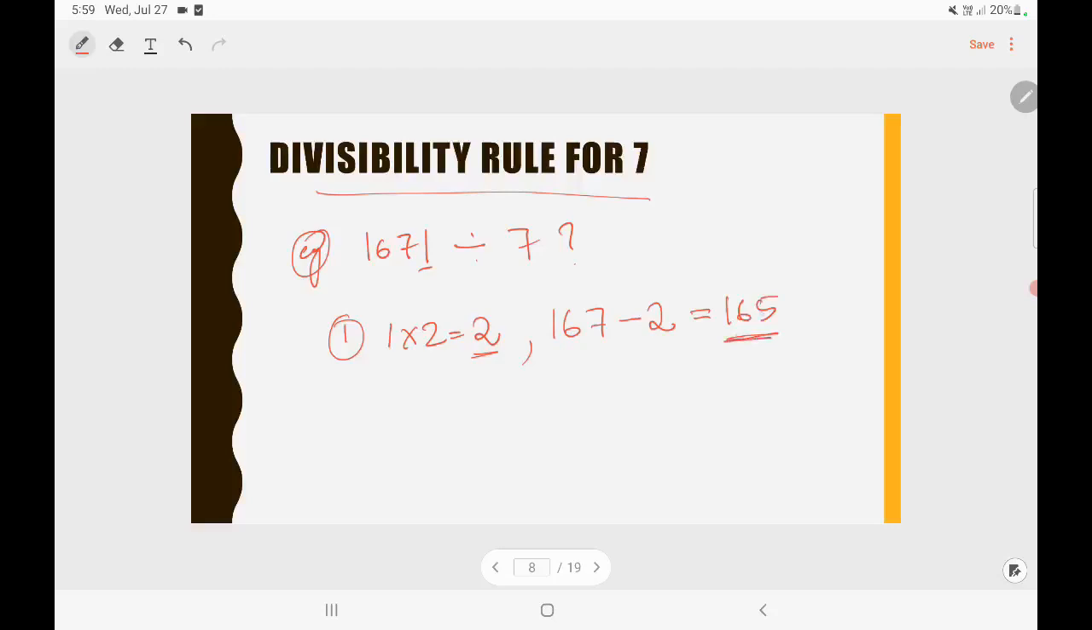For that we need to repeat this step on 165. So 5 into 2, that means we need to double the last digit, it will become 10. Now we need to subtract 10 from the rest of the number. The rest of the number is 16. So 16 minus 10 is equal to 6. Is 6 divisible by 7? No, 6 is not divisible by 7. Therefore 1671 is not divisible by 7. So this is the divisibility rule for 7.